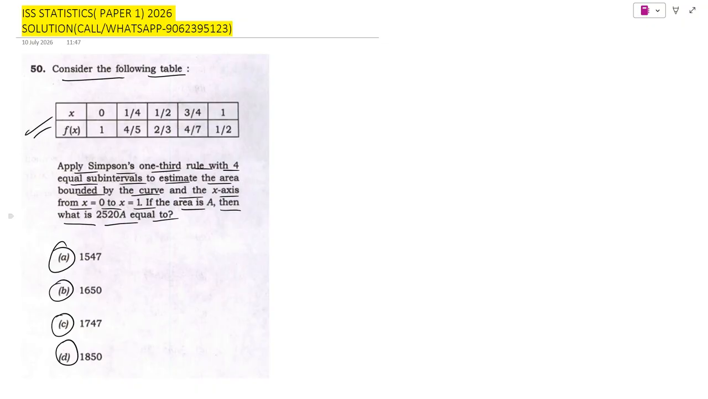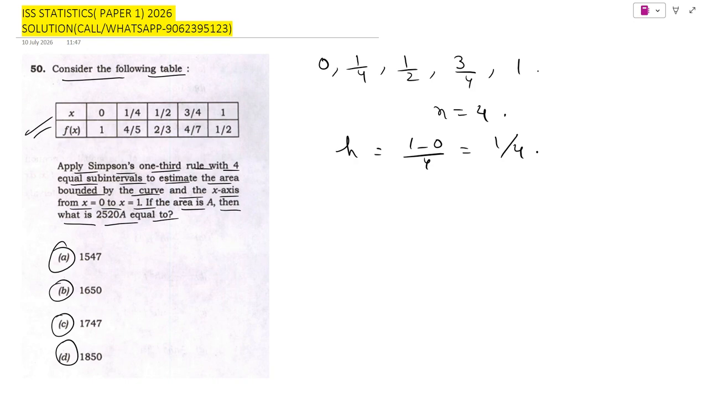Basically, first count the number of intervals. The points are 0, 1/4, 1/2, 3/4, 1. So the number of subintervals n is 4. Width of each interval h is (1 minus 0) by 4, so this is 1/4. Now, whenever you see Simpson's one-third rule, immediately check one thing: is the number of subintervals even? Here n is 4, which is even, so Simpson's one-third rule is perfectly applicable. And this is one of the quickest checks in competitive examinations.